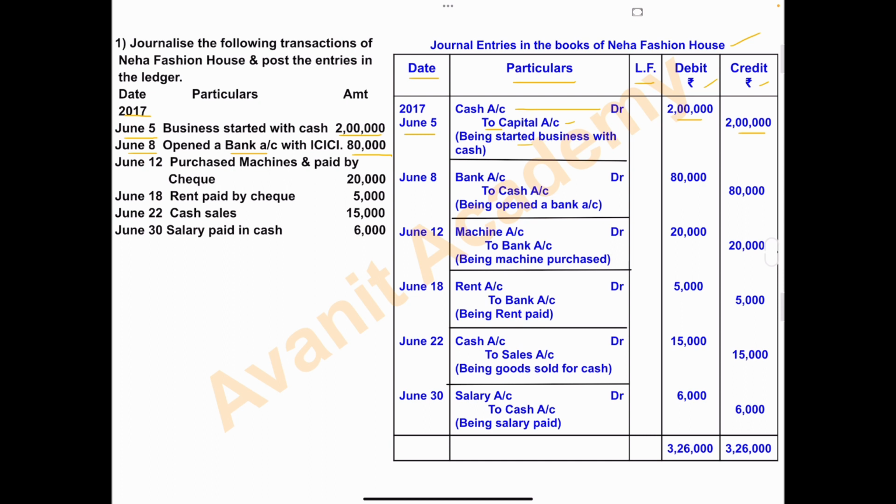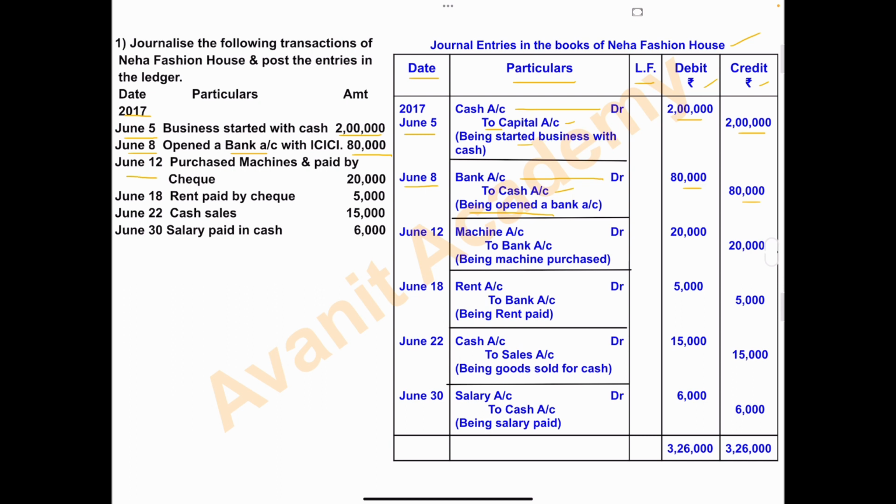So in this transaction we have to debit bank account and we have to credit cash account. So the entry is, write the date June 8, bank account debtor to cash account, and the narration being opened a bank account, amount 80,000.